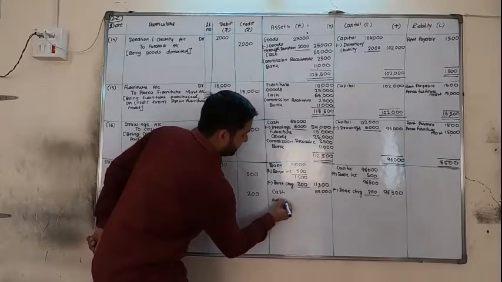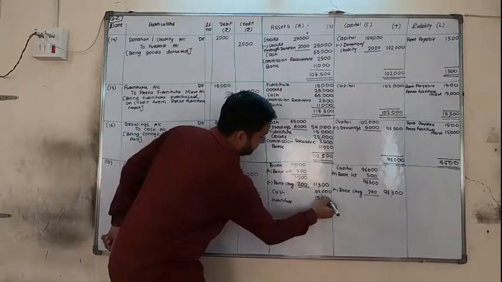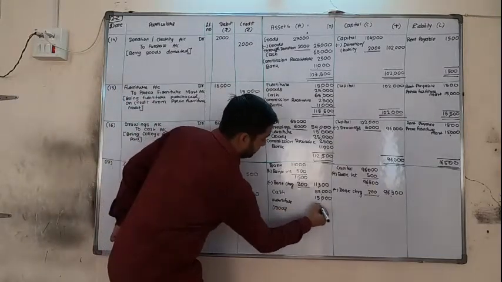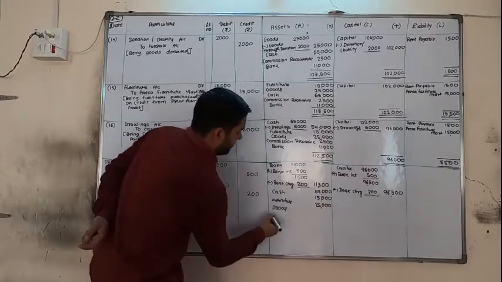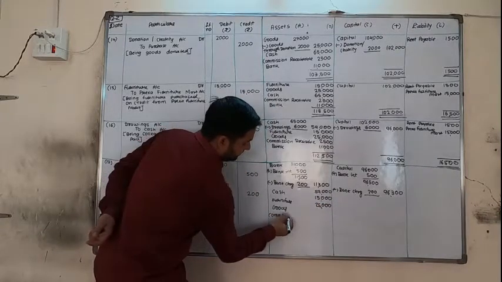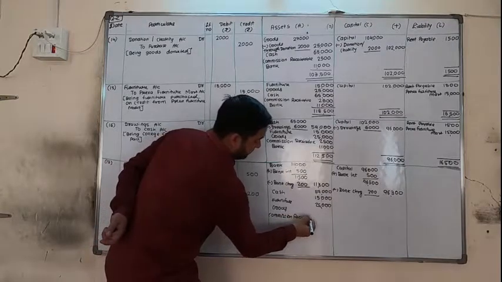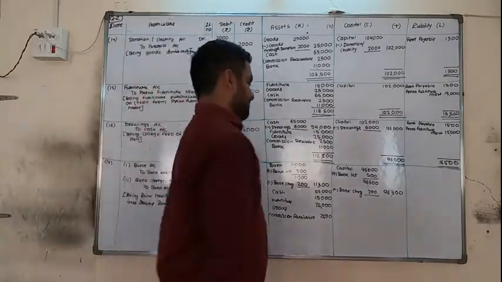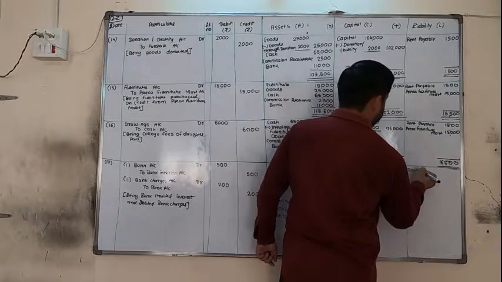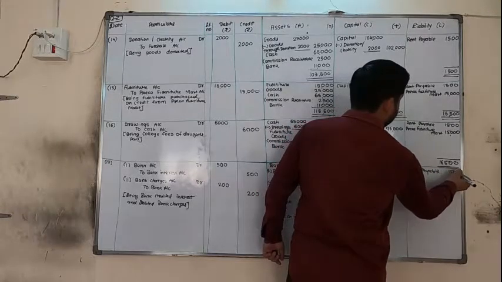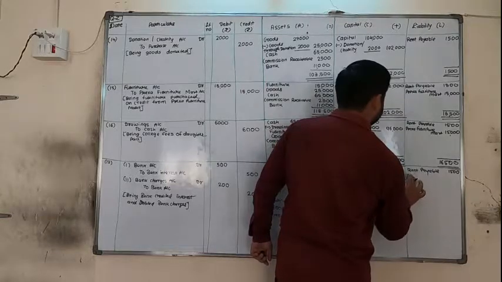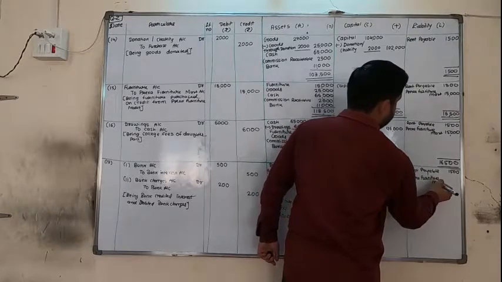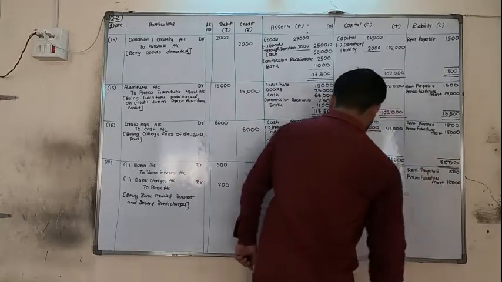Our furniture would be 15,000. Our goods will be 25,000. Commission receivable 2,500. Bank has given. Rent payable 1,500. Preksha furniture mart 15,000. Now let's take the total.